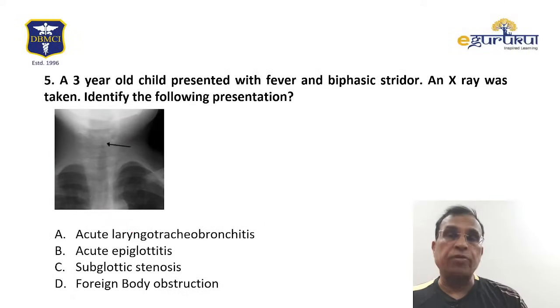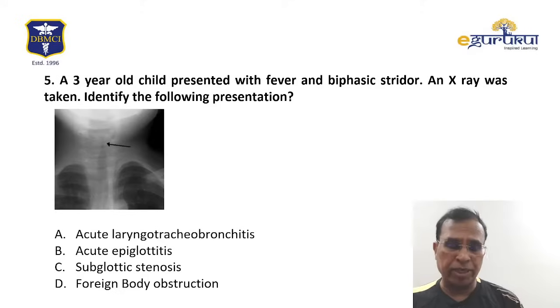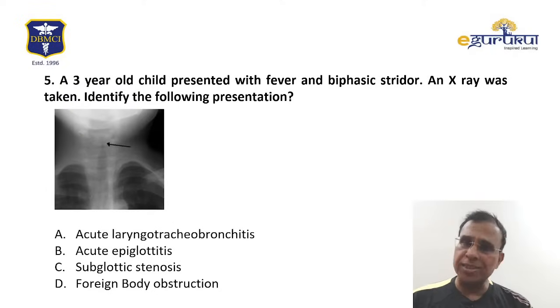Then we come to question number 5 from the same year. A 3-year-old child presented with fever and biphasic stridor. X-ray was shown. Identify the following presentation. It's a very simple question, straightforward. Almost everybody in that paper got it right. The options are acute tracheobronchitis, acute epiglottitis, subglottic stenosis, and foreign body obstruction. So you want to write the answer.